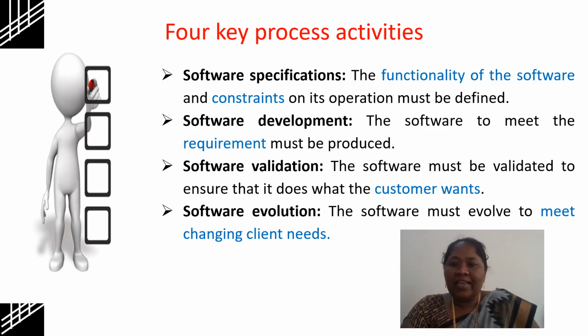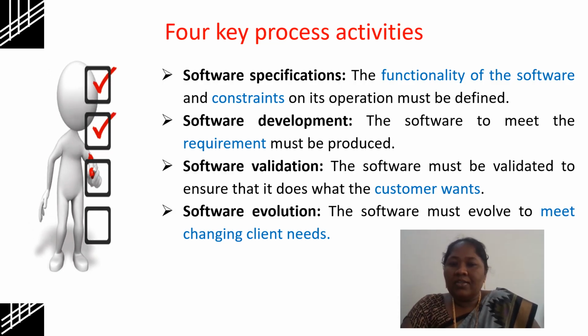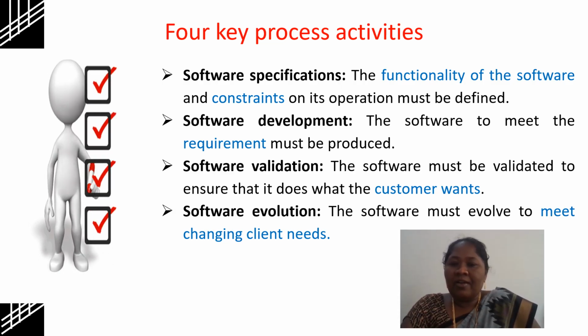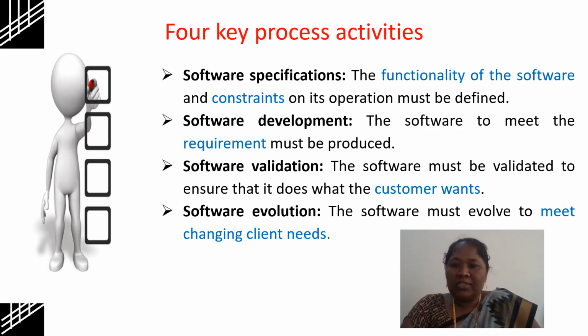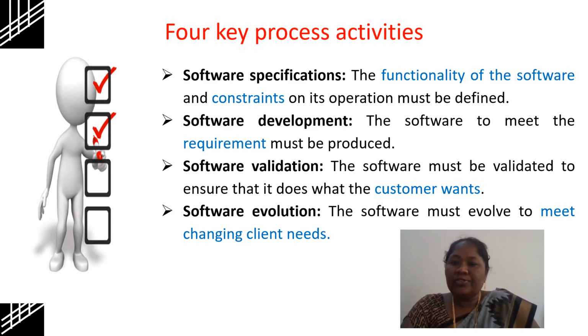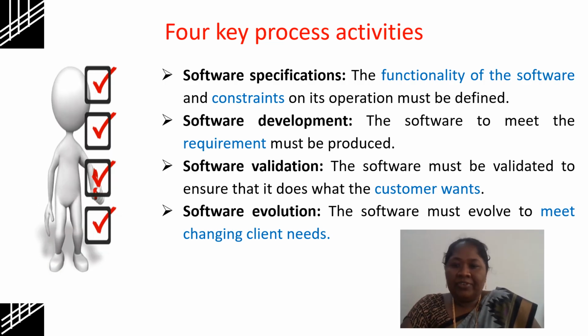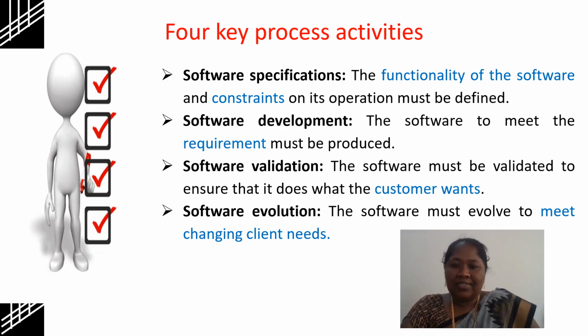Evolution, okay, is to meet changing client needs. Suppose the client is saying, okay, I don't want the train to run from right to left. I want it in the opposite direction. If you change that also in your application, and it runs, that means the customer requirements are satisfied.